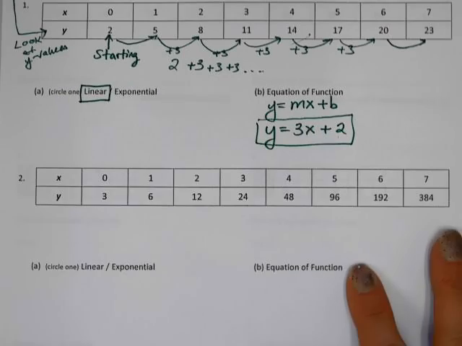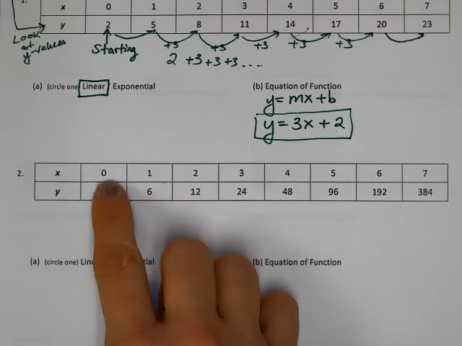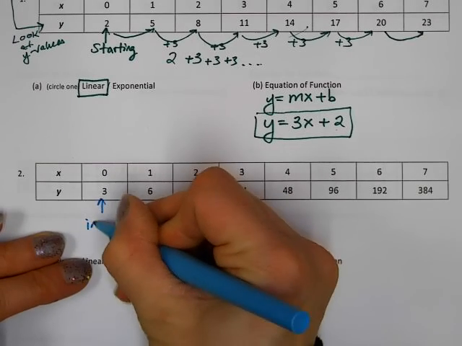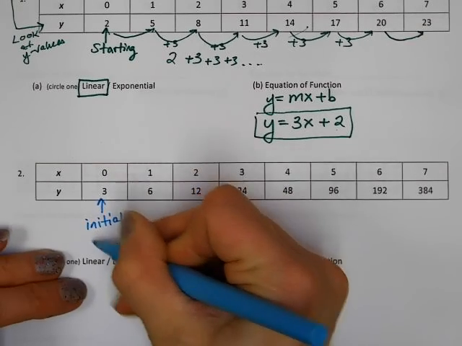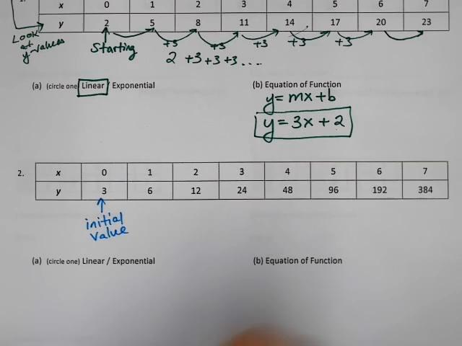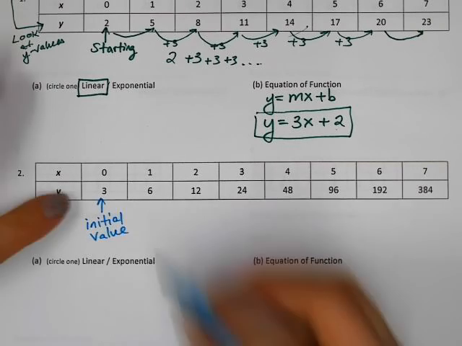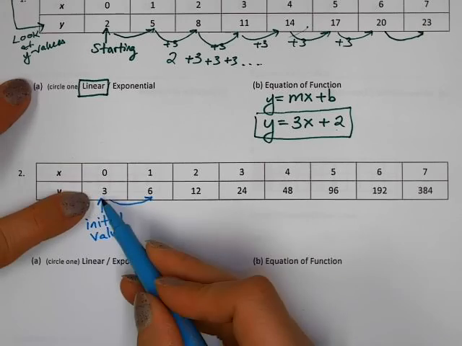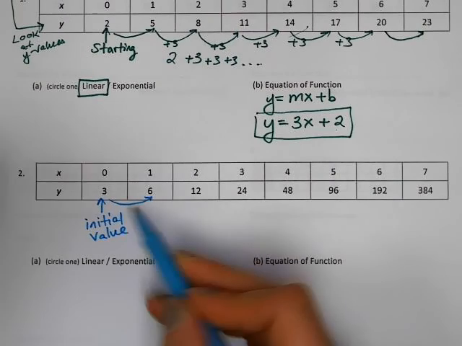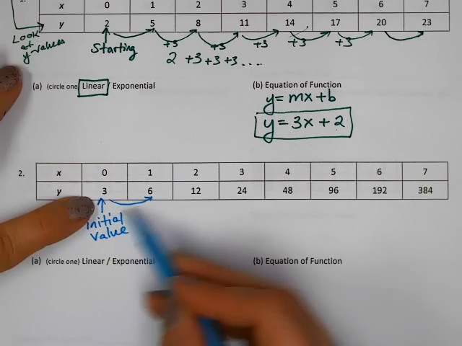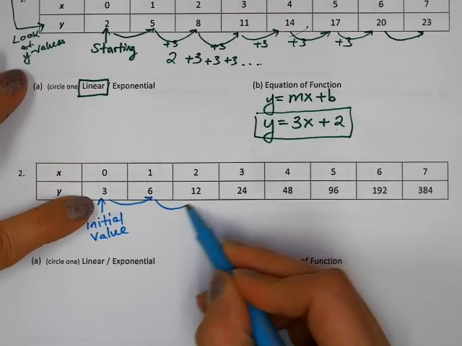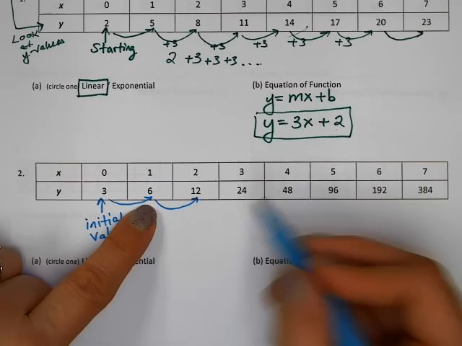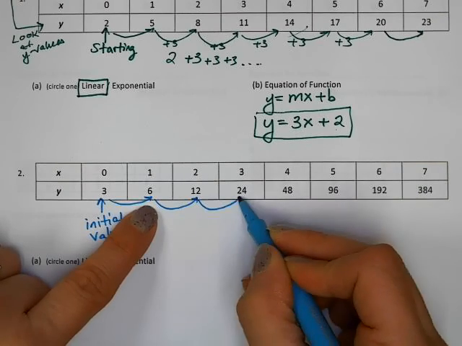All right, let's look at the second one here. 0 comma 3. So this is the starting, or that's the initial value. And now we have to look for patterns. 3 became a 6. So if you only look at the first one, that's not enough to determine a pattern. Some people say, oh, it looks like they're adding 3. But no, they're not here. 6 became a 12. A 12 became a 24.